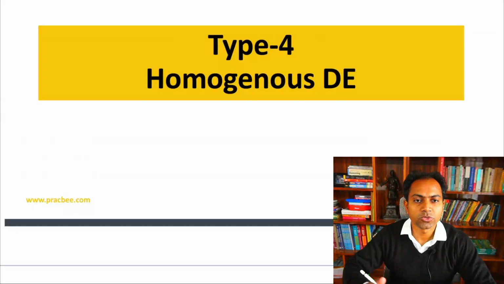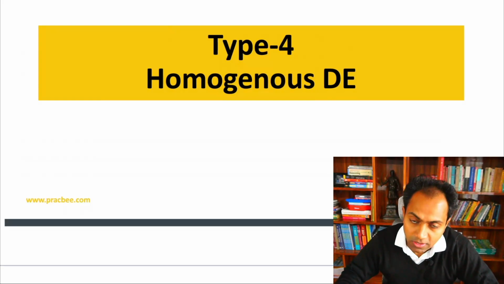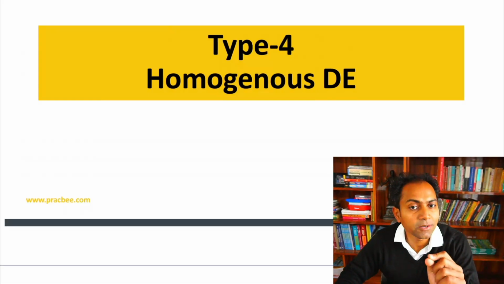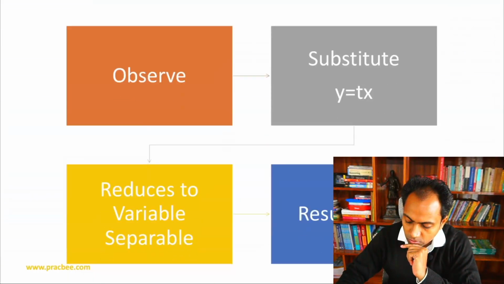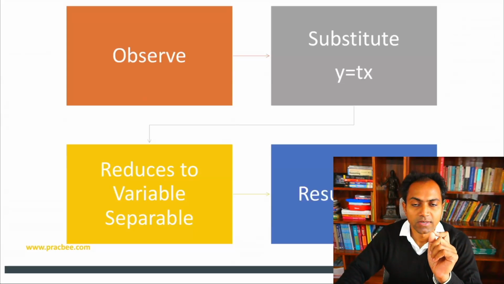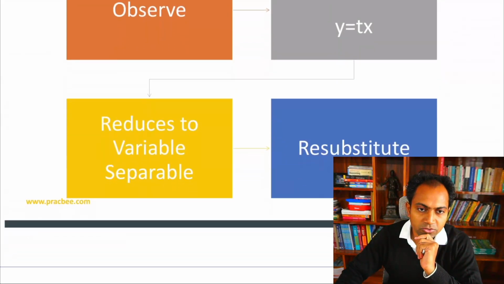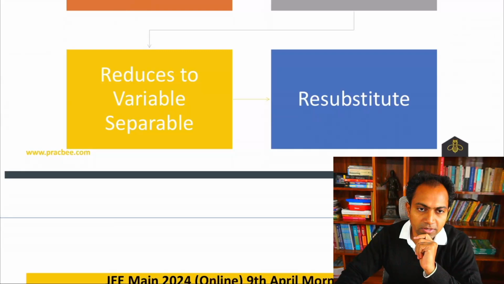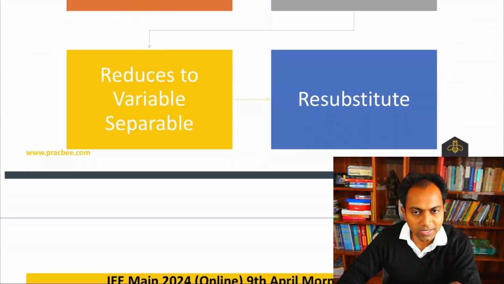Now type 4 question is based on homogeneous differential equation. A homogeneous differential equation is one in which if you add the powers of variable in every term, it comes out to be the same. Now how to solve it? So there is a 4-step process for solving this. First we will observe whether the powers are adding up or not. Then we will substitute y as tx. Based on that, it will reduce to a variable separable. Then after solving, resubstitute the value of y and get the answer.